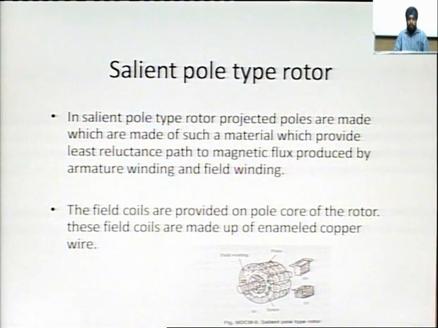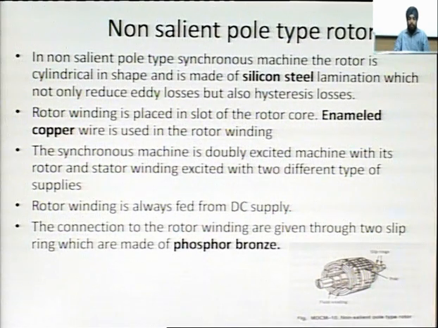The field coils are provided on the pole core of the rotor. These field coils are made of enameled copper wire. Non-salient pole type rotor. In non-salient pole type synchronous machines, the rotor is cylindrical in shape and is made of silicon steel lamination, which not only reduces eddy current losses but also hysteresis losses. Rotor winding is placed in slots of the rotor core. Enameled copper wire is used in the rotor winding.